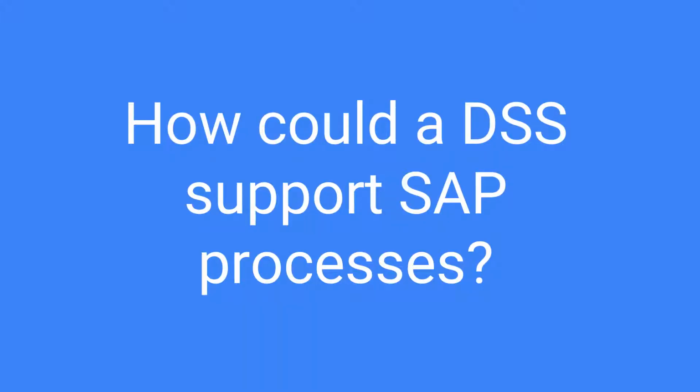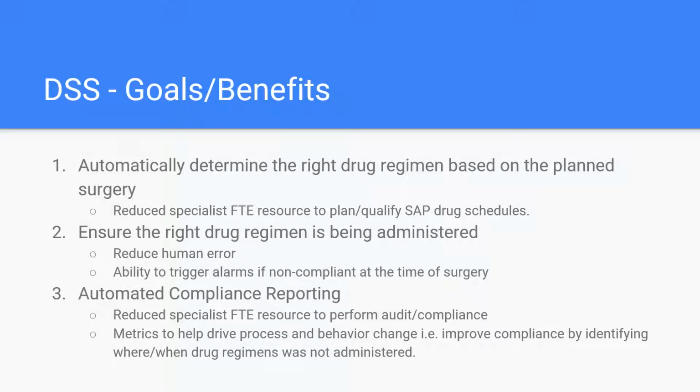Now, how could a DSS support these SAP processes? Well, it would automatically determine the right drug regimen based on the planned surgery. This would lead to reduced specialist FTE resource to plan and qualify these drug schedules. Number 2, it ensures the right drug regimen is being administered. This would reduce human error. It would trigger alarms if non-compliant drugs were being administered at the time of surgery, or not enough drugs were being applied at the time of surgery.